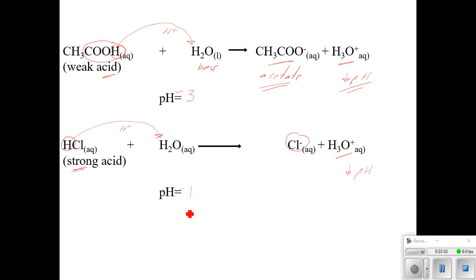So again, keep in mind that we only have a difference of 2 pH values, but it is a logarithmic scale, so that's actually a 100 times difference in terms of the concentration eventually and in the acidity of each of these different acids. So what exactly is going on with these two different acids that we have here?